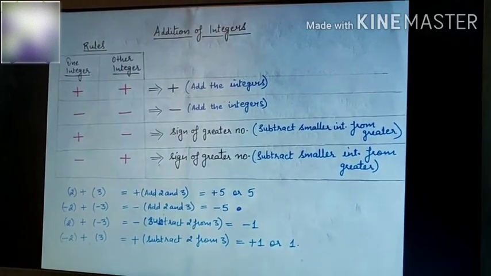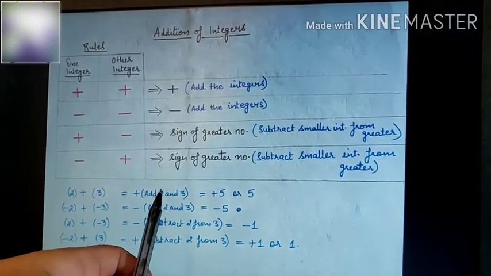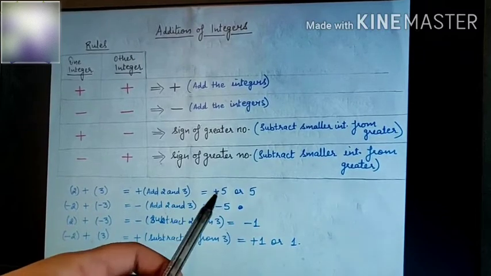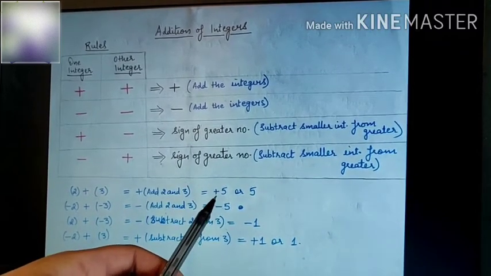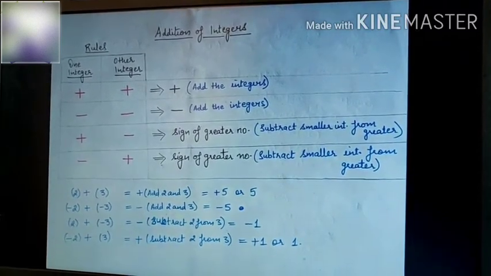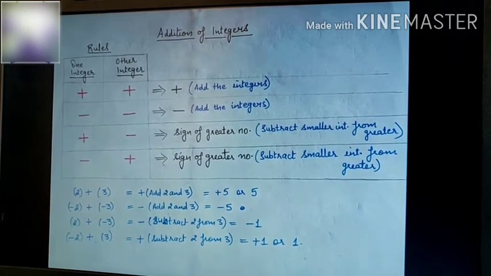Now add the integers 2 plus 3. Simply we have to add the numbers 2 plus 3. It is 5. So the answer is plus 5 or simply 5. It is not mandatory to mention the plus sign here.